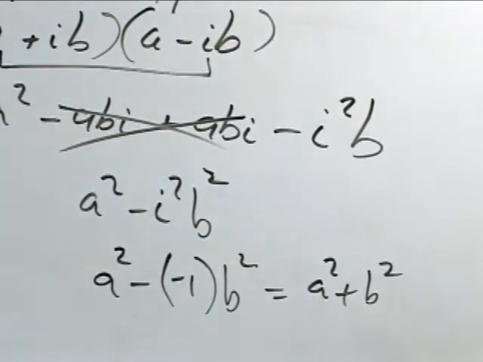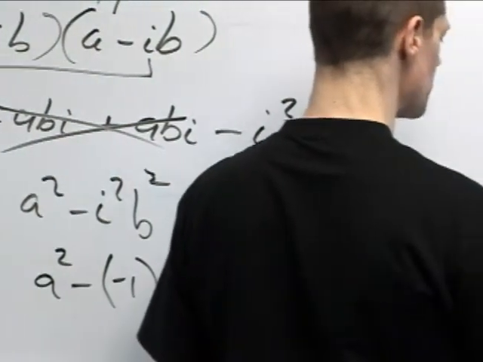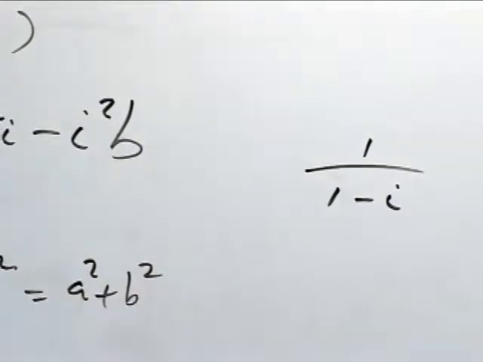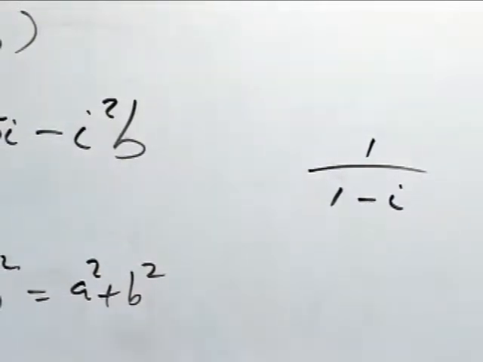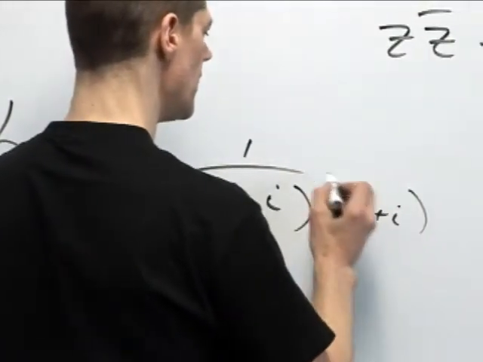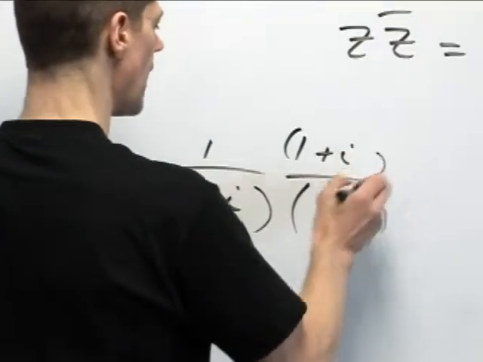So this is really pretty handy. You probably remember using this most when you were trying to do this: what is 1 over 1 minus i? They'd say write this in standard form, and this is what you do. You multiply the bottom by the conjugate, which is 1 plus i, and the top by the conjugate, 1 plus i.